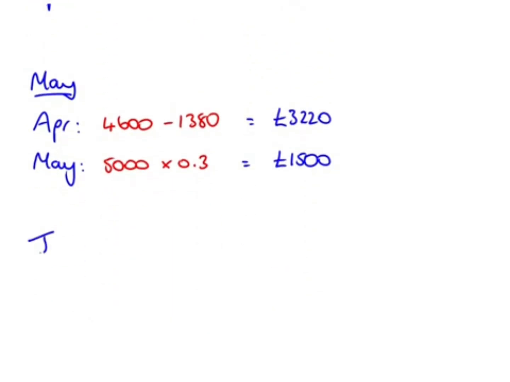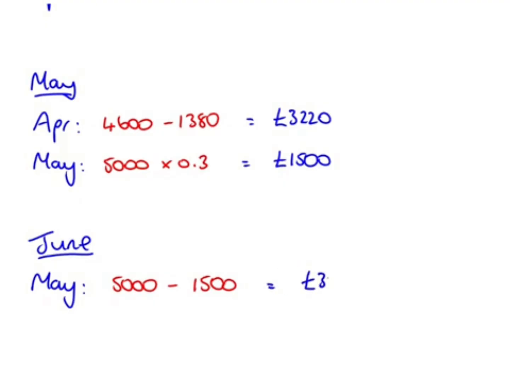June. So we're going to receive the remainder of May's sales in June. We had a total of £5,000 worth of sales, and we've already received £1,500 worth of those sales in May. So we'll be receiving £3,500 of sales in June.